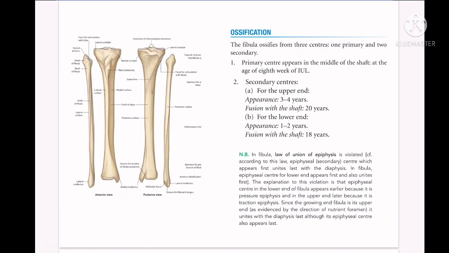Regarding the ossification, the fibula ossifies from three centers, one primary and two secondary centers. The primary center appears in the middle of the shaft at the end of the 8th week of intrauterine life. And there are two secondary centers. The secondary center for the upper end appears at the age of 3 to 4 years, and it fuses with the shaft at the end of 20 years. Whereas for the lower end, the secondary center appears at 1 to 2 years and fusion with the shaft is at 18 years.